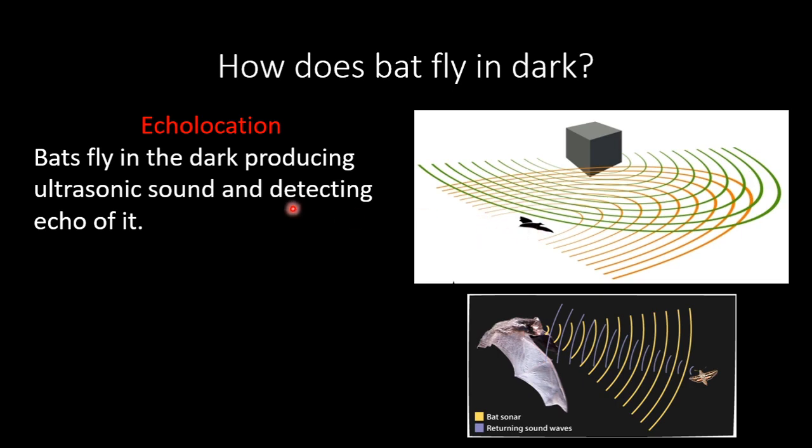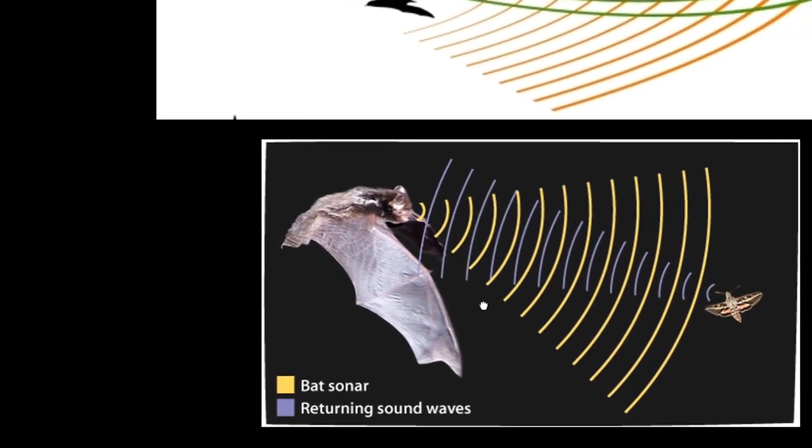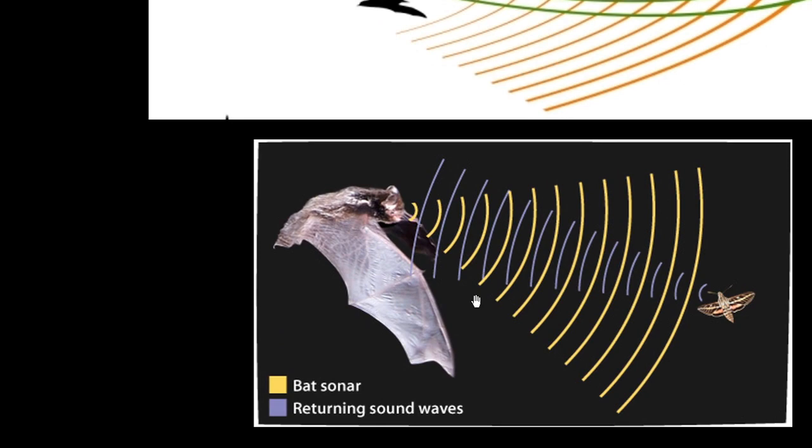And this echolocation process is also used by bats to find prey to hunt their food like small insects or birds.